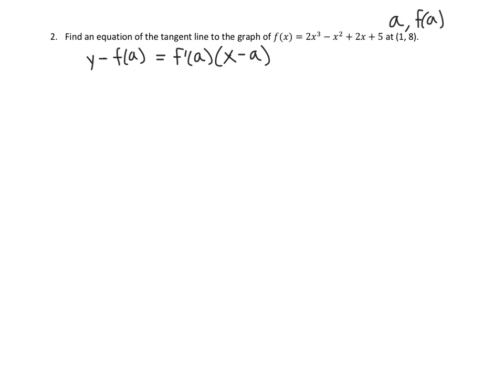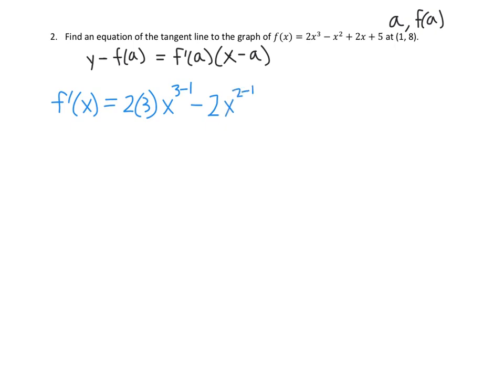Now in the past we've used the limit definition to find the derivative. Now that we know about the power rule and the sum difference rule, we can use that to find the derivative. So f prime of x is equal to, using our power rule to find the derivative of 2x cubed, we can bring the 3 out in front and then subtract 1 from our exponent. And then we have a minus x squared. Using the sum difference rule and the power rule, we're going to bring the 2 out in front, bring the exponent out in front, and then subtract 1 from the exponent.